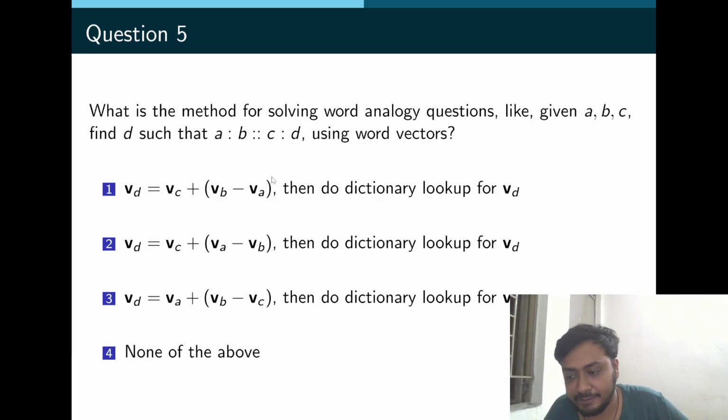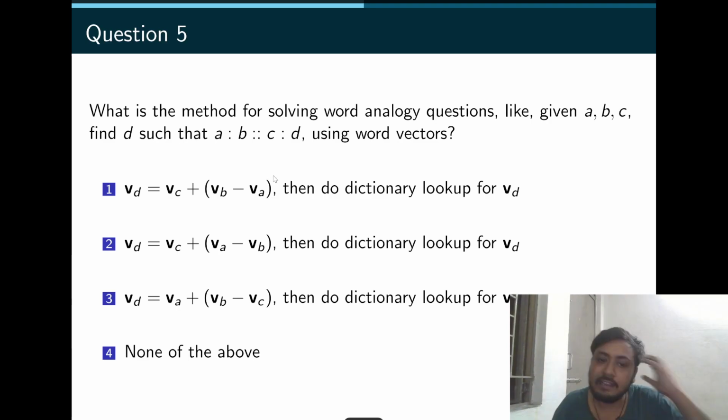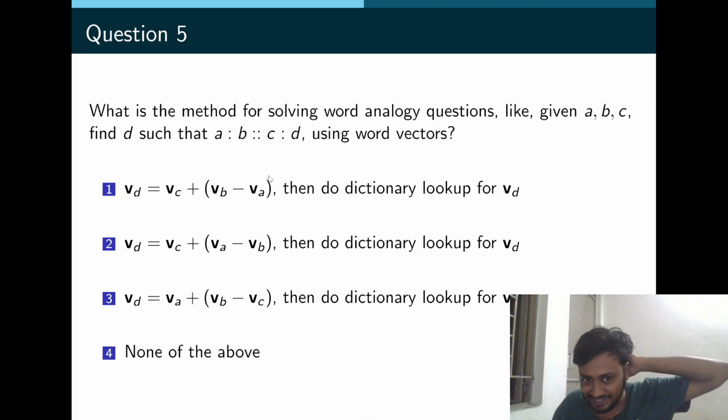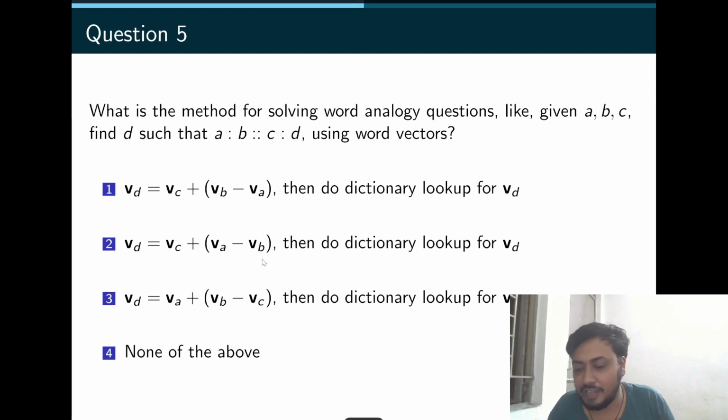What you have said is correct. But here the formulas are different and cosine distance is not there in the answer. You have said it partially correct, partially you are wrong, and I'll tell you why. Okay, somebody said one is the answer. Well, this is a bit tricky, so let me get into it. So the actual answer is number 4, none of the above.